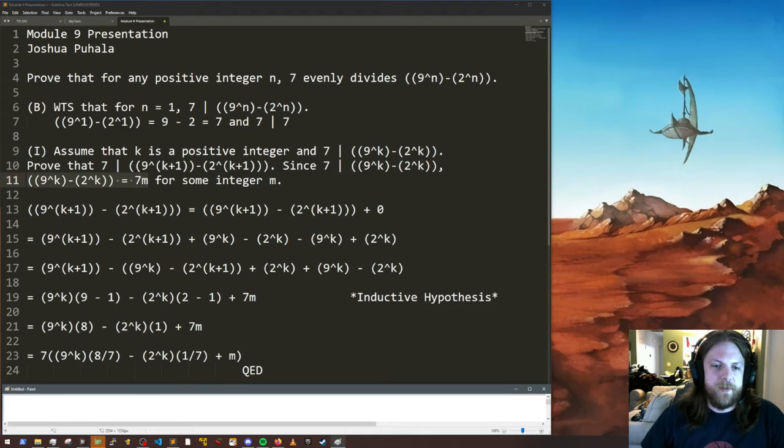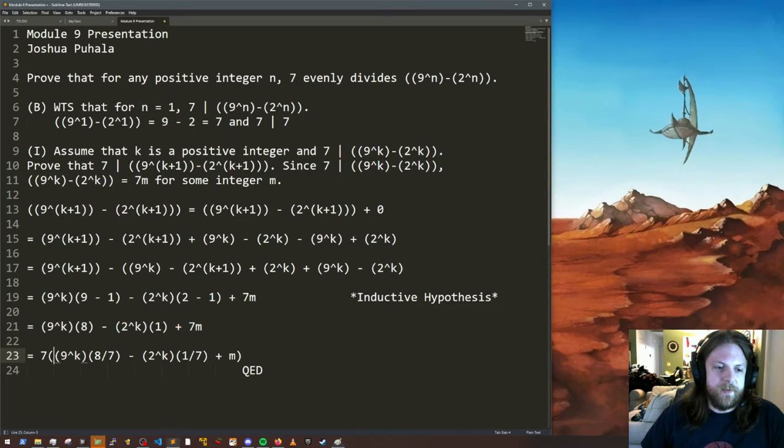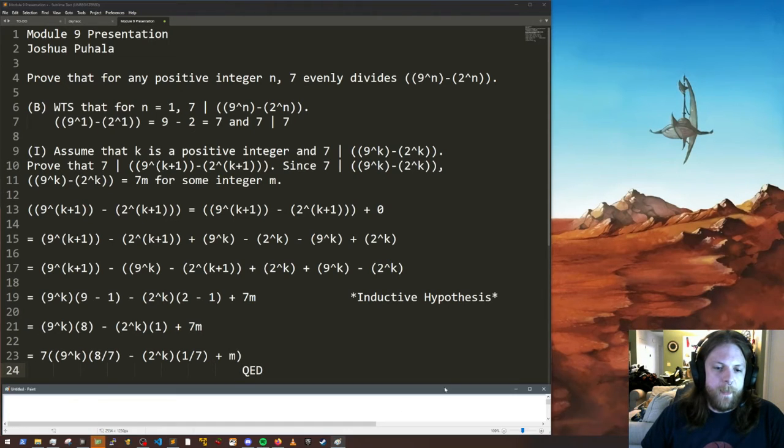Since we know m is an integer, we know k is an integer, all of this stuff in here is an integer, and we have 7 times an integer, which means that all of this will be divisible by 7. And that is the proof.